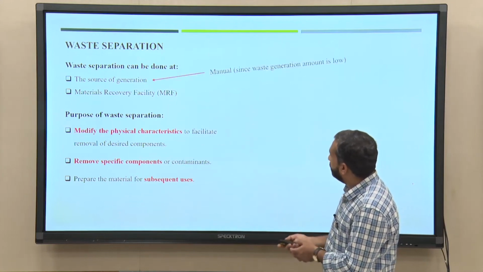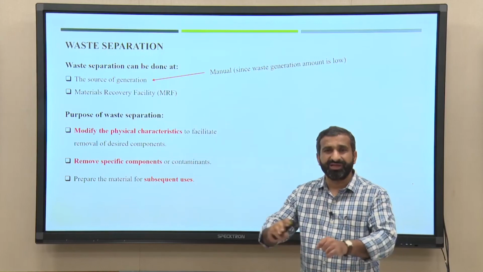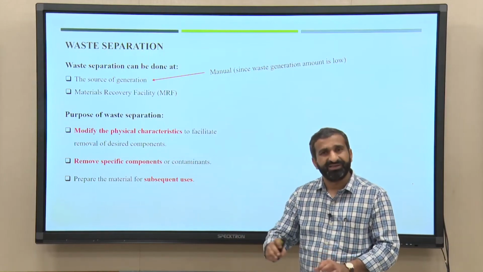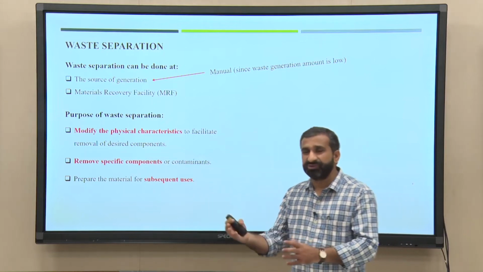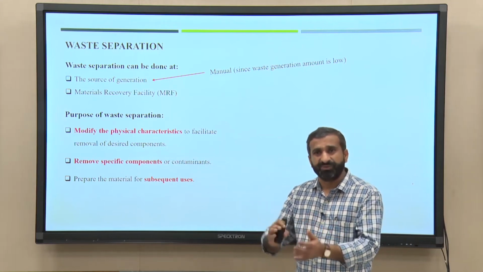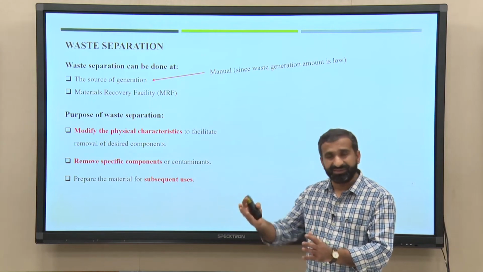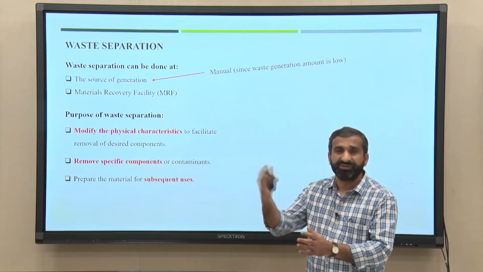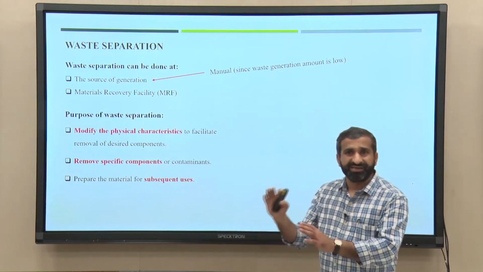Okay, so at the source of generation, we can do the segregation manually, because the quantity is very low. Suppose at the household level, the local authority asks to segregate plastic from the dry waste. So manually it will get separated. And suppose the local authority proposes to segregate glass and metal, which can't go for the combustion process either. These two components will be segregated at the household level.